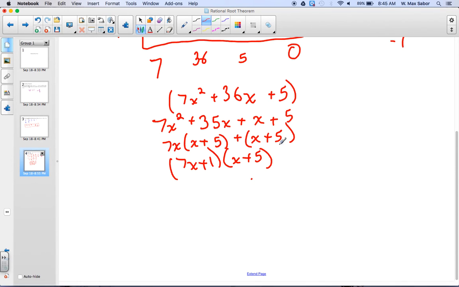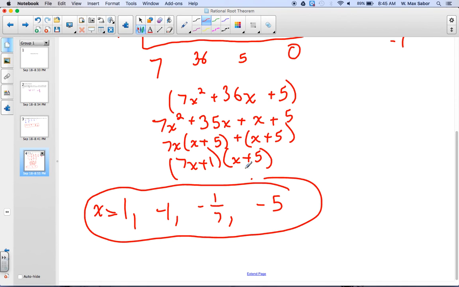So we had 1 up here, so x equals 1 was a zero. x equals -1 is a zero. Based on this term, 7x plus 1, that tells me that -1/7 is a zero. And this tells me that -5 is a zero.